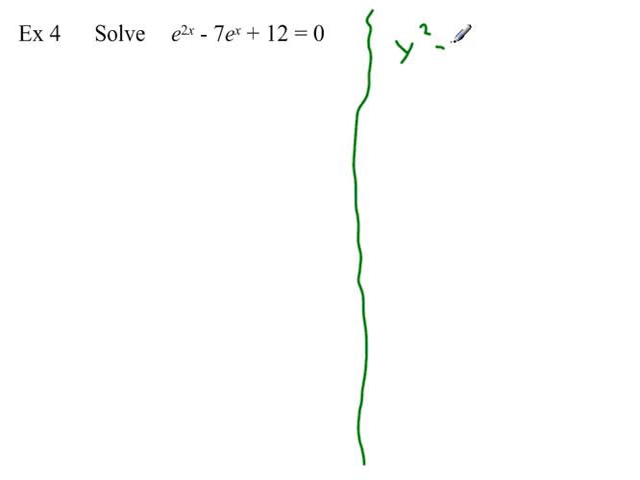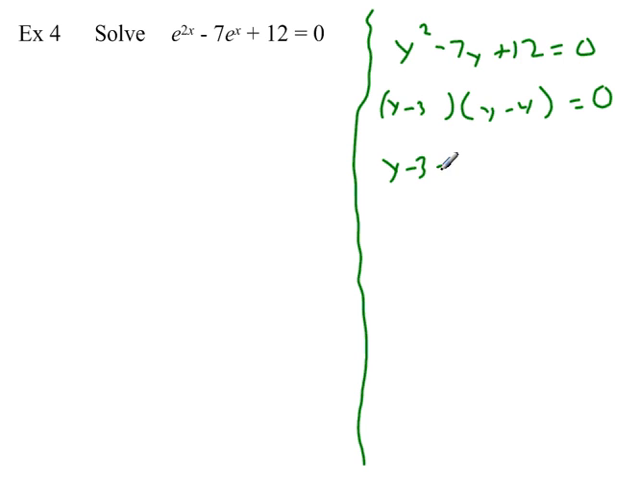y squared minus 7y plus 12 equals 0. Now when you solve these back in your Algebra 2 days, what you learn to do is to factor this expression as y minus 3 times y minus 4. Then we could set both parts equal to 0 and solve both of these for y. And we get our two answers.